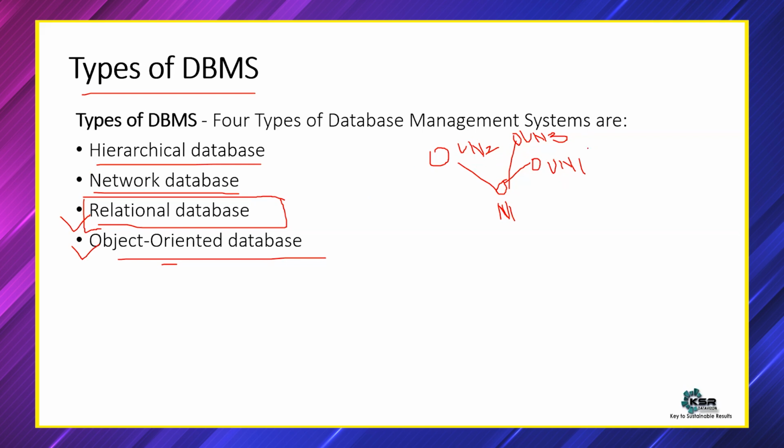And now n means n number of upper networks. Now that is how the network database works. It is also not used from the data analyst point of perspective. Now moving to the relational database, which is widely used.